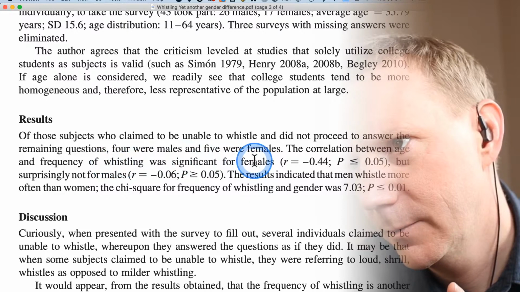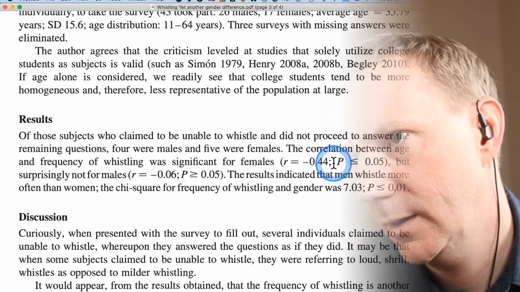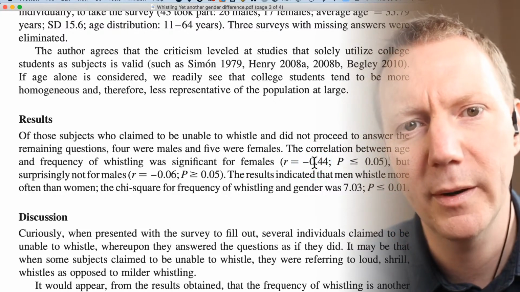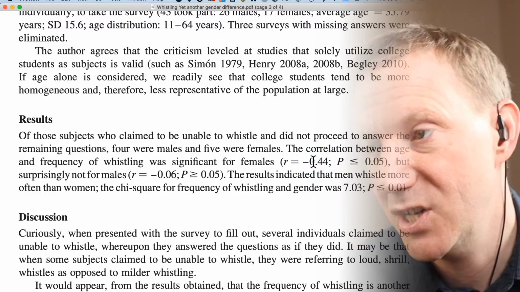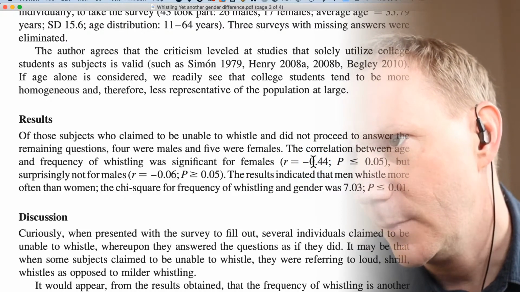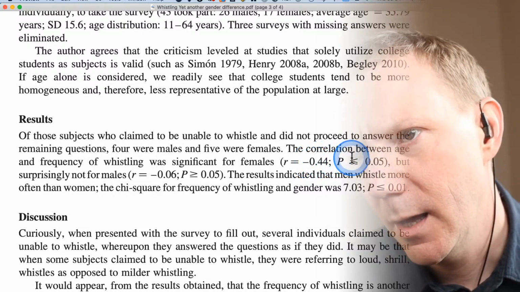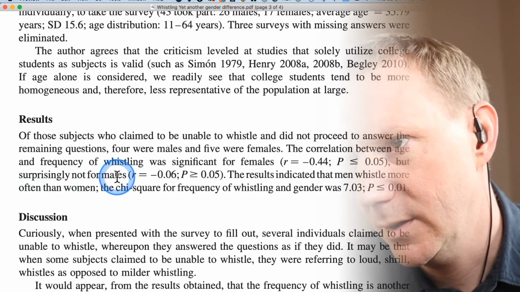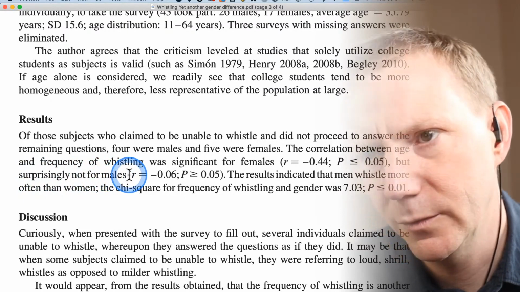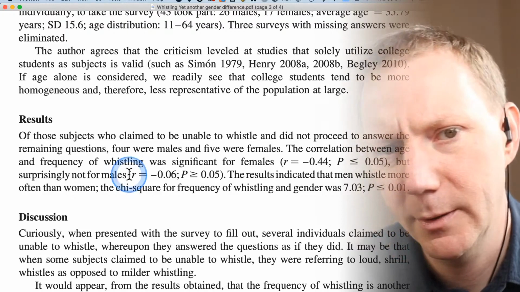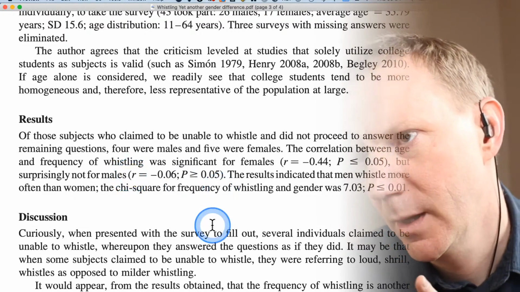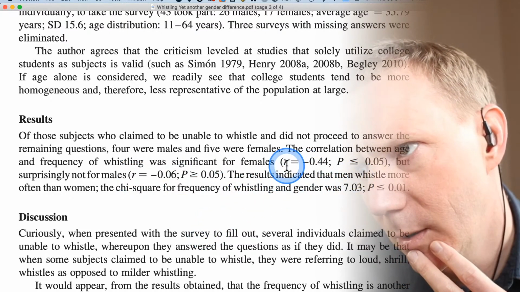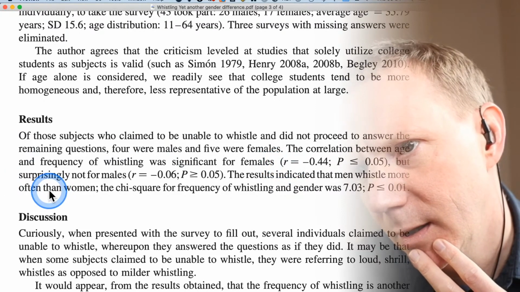So he's saying that could be, but that's not answering the hypothesis that he had, because he had a general hypothesis about the relation between age and frequency of whistling. And okay, he concludes that that does not hold for males. So okay, but it's not related to your hypothesis. And then he goes on to the results indicated that men whistle more often than women.